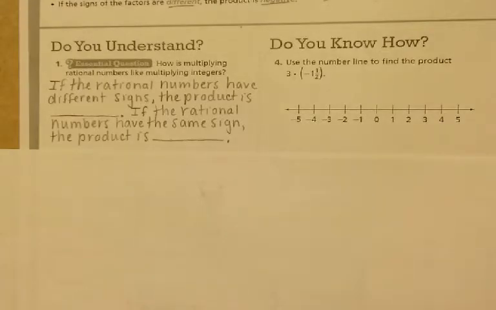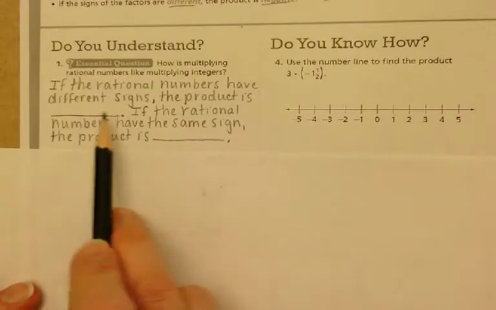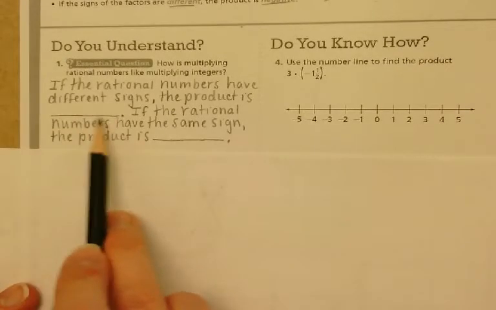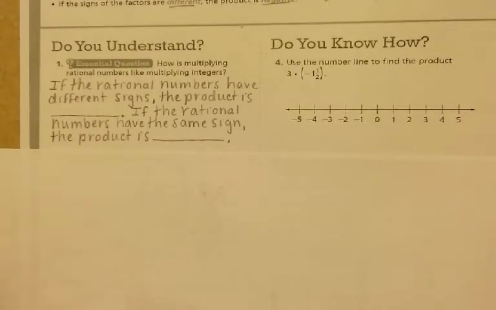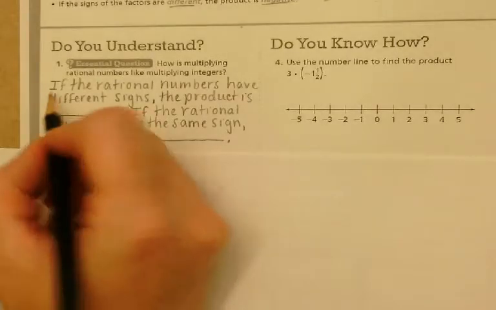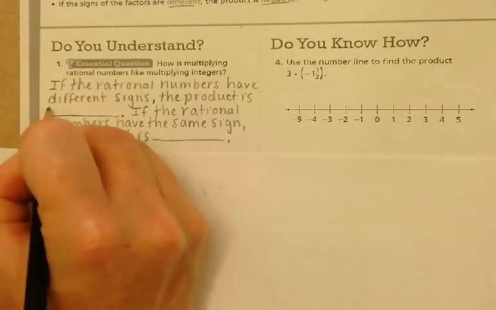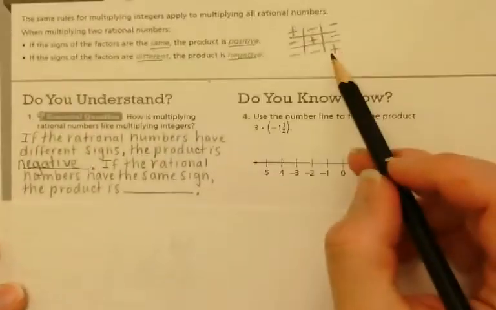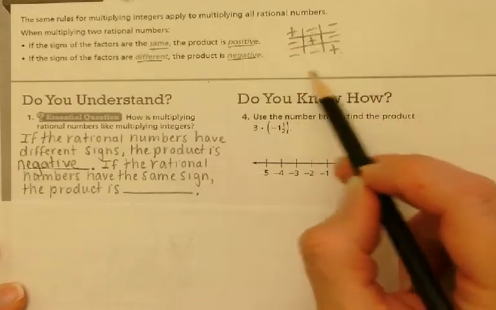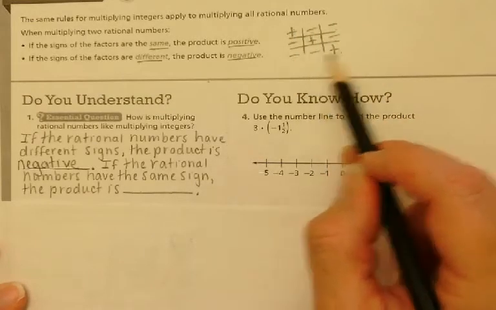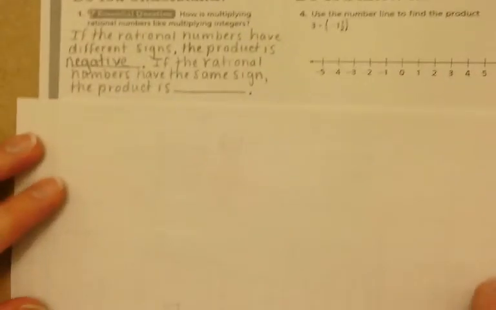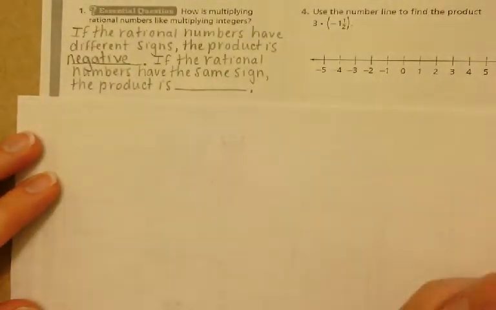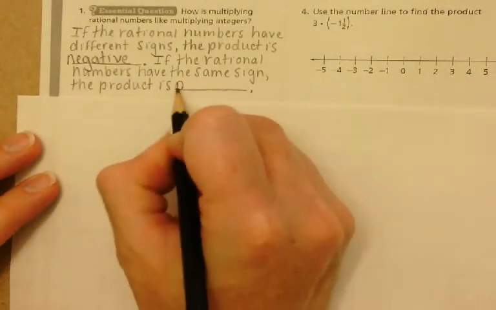Okay, if the rational numbers have different signs, the product is going to be what? What word's missing, positive or negative? The product is going to be negative. And again, you could look to the tic-tac-toe board, which is easy to draw, if you haven't memorized those rules. If the rational numbers have the same sign, the product is going to be positive.